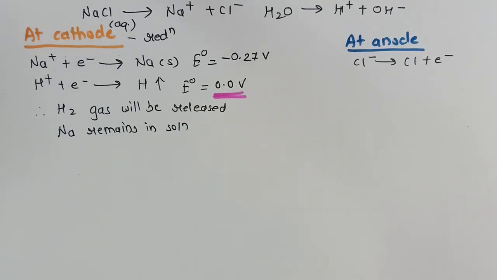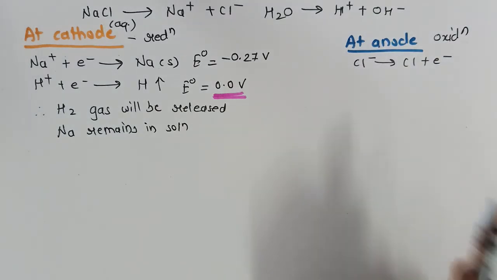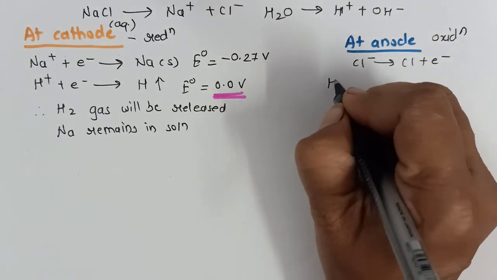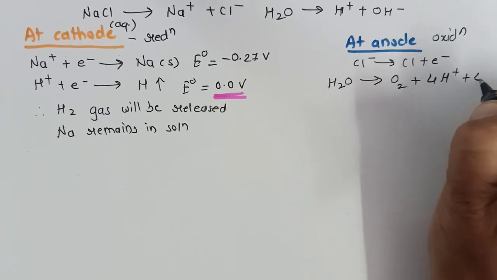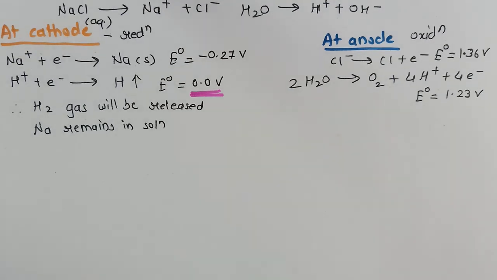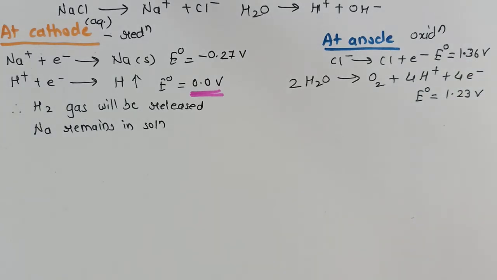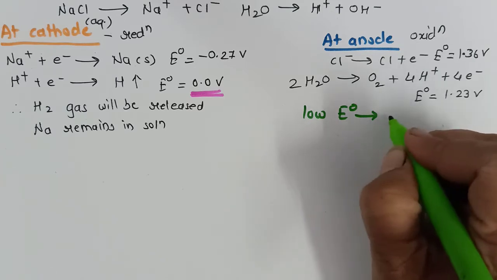Coming to anode, at anode oxidation occurs. So we have two anions for oxidation. First of all, chloride, it will lose electron, form chlorine. And now instead of OH-, I will directly write H2O. So H2O forms oxygen and releases electron. Let us consider E naught values. E naught for the first reaction is 1.36 volt and for the second reaction is 1.23 volt.